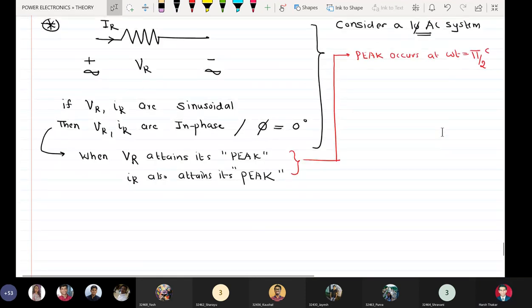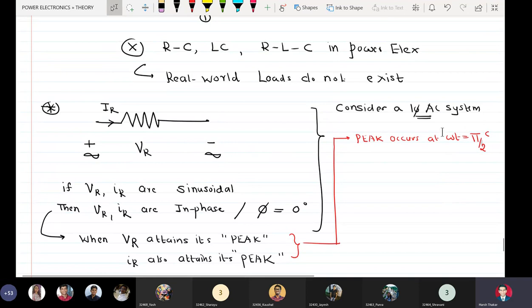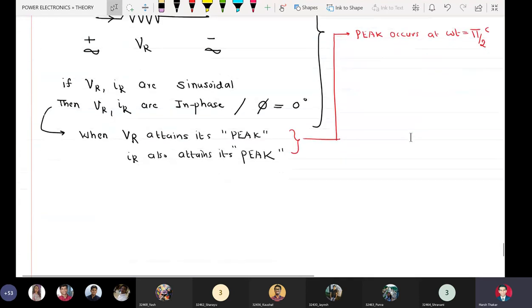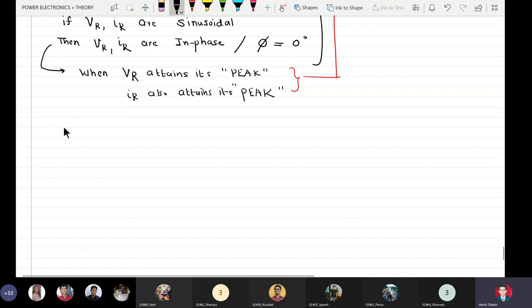Now we are not going to discuss the phase relationships between VR and IR for capacitive load, because that is not under the possibility of power electronics. So we have to discuss what if the load is inductive, RL loads.